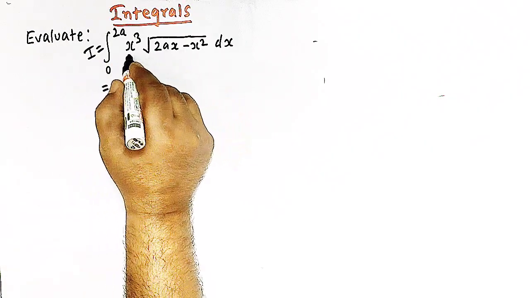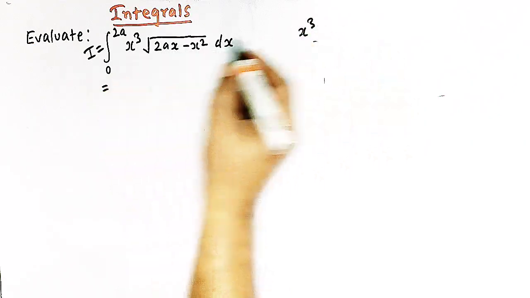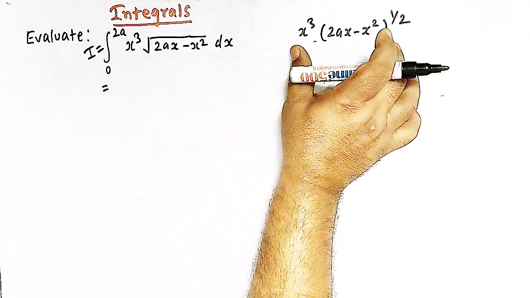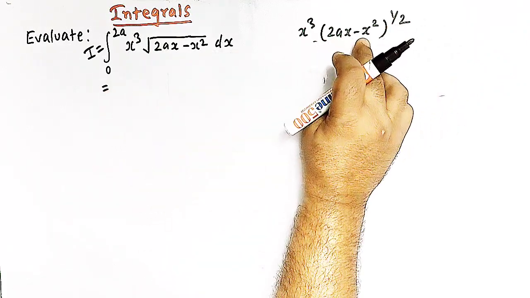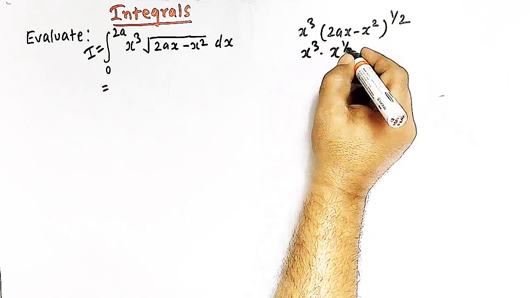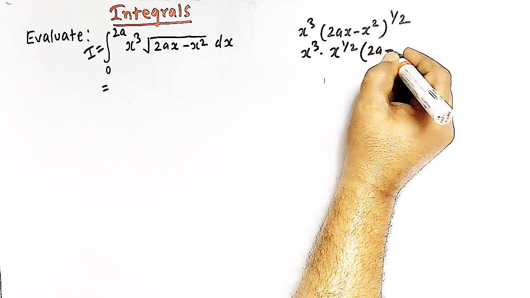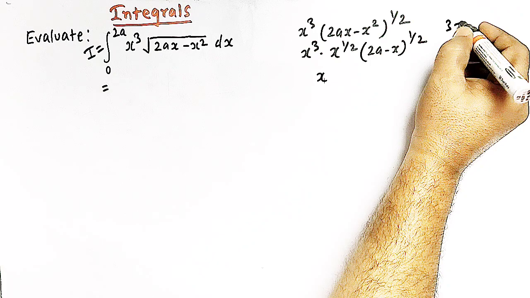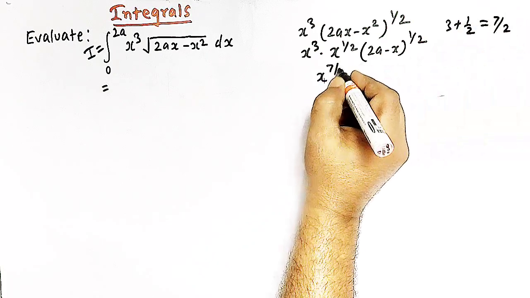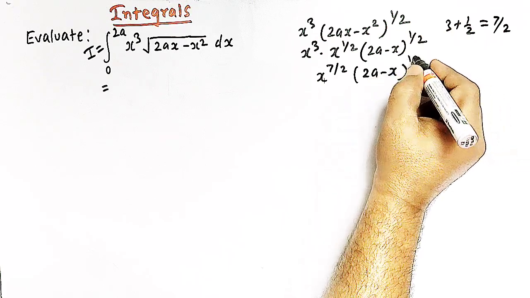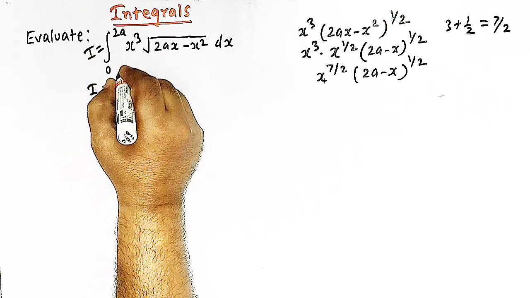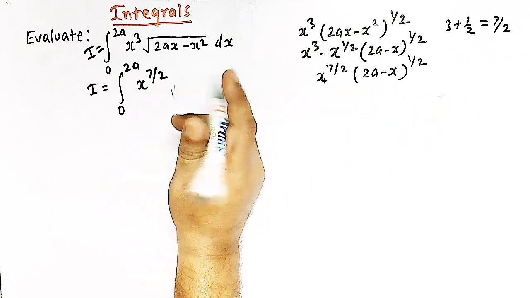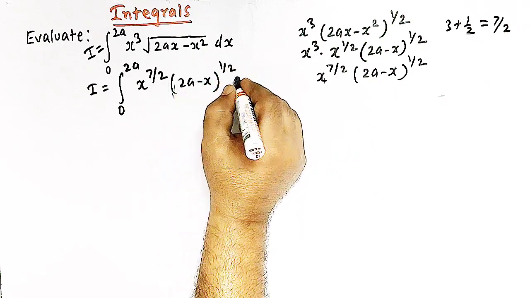So let us first write this integrand as x cube and square root, that is 2ax minus x square raised to half. Now if we take x common from 2ax minus x square, then we have x cube and x raised to half, and here we have 2a minus x raised to half. Now we can add these two exponents: 3 plus half is 7 over 2. So we can write this integral I as the integral of x raised to 7 over 2, times 2a minus x raised to half, dx.